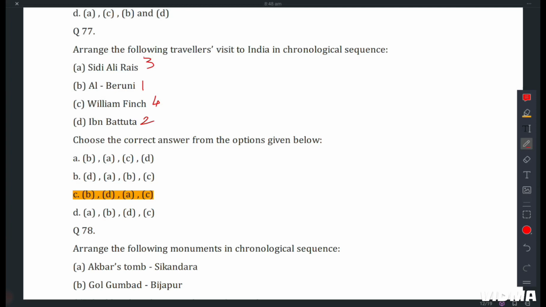William Finch is from the time of Jahangir's reign. Sorry, actually his record is written in the book Early Travels in India by Sir William Foster. Okay.